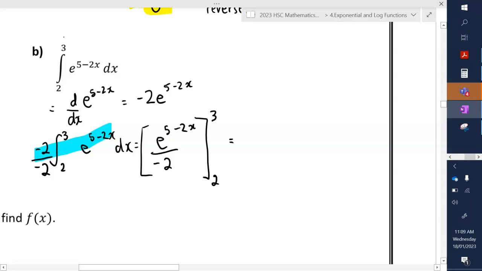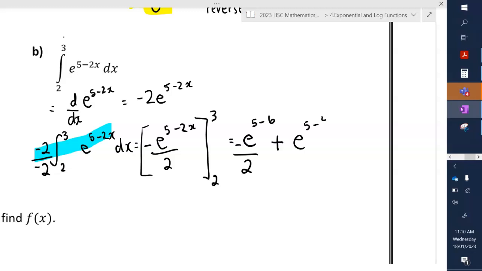So remember, we were popping in this value first into our function that's in our square brackets and taking away what we get when we pop in our value of 2. So I'm going to get e to the 5 minus 3 2's are 6 on -2. I'm going to pop that minus from the bottom up the top, because I don't like the minus on the bottom. Then when we pop our 2 in, we're going to have minus an already minus term, so it becomes a plus. And we're going to have e to the 5 minus 2 2's are 4 all over 2. So let's neaten that up. It's going to be minus e to the -1 on 2 plus e over 2.